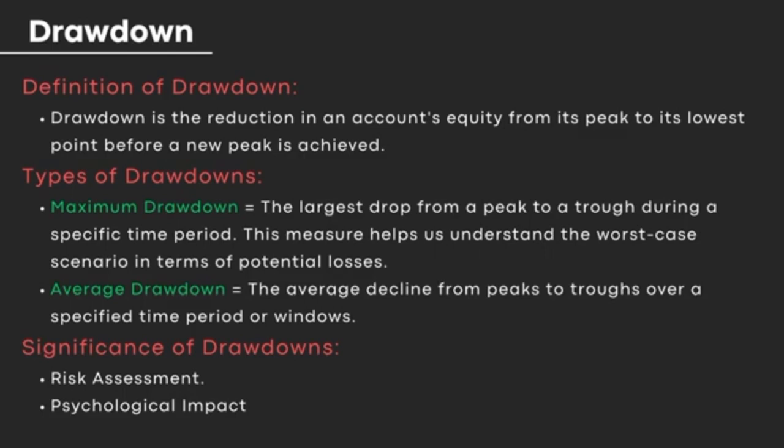Now there are a couple of different types of drawdowns we need to pay attention to. First up is the maximum drawdown. This gives you a measurement of the biggest drop you've ever had in your trading performance over a set record of data, from a peak to a trough over a certain period. It's super useful for understanding the worst case scenario for how much you could potentially lose during a rough patch.